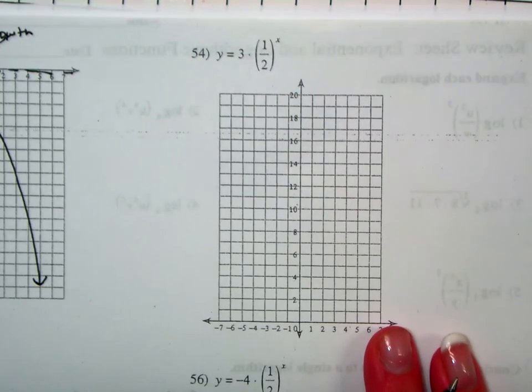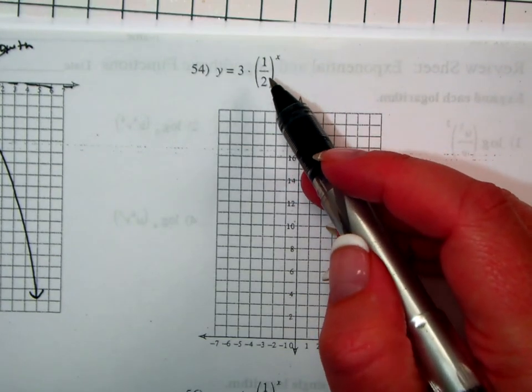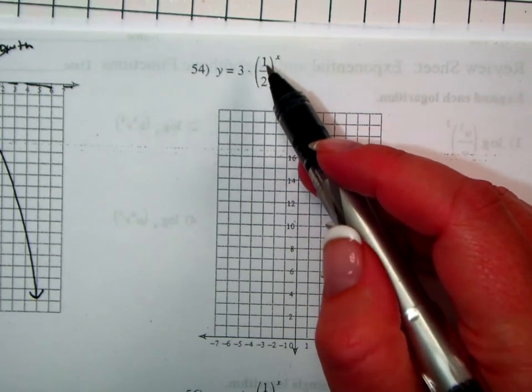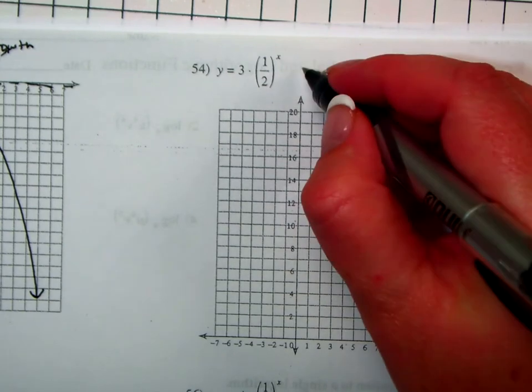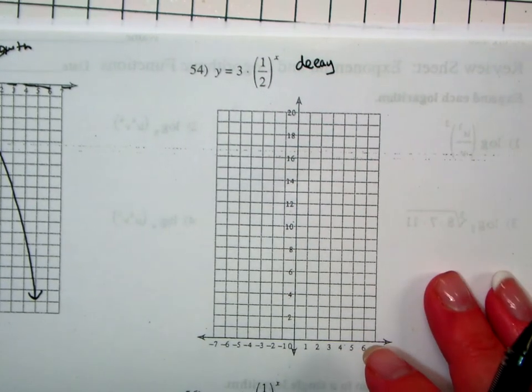All right, here we go. Next, 3 times 1/2 to the x. So here's our base, right? This tells you it's a decay. So our graph should be decreasing.